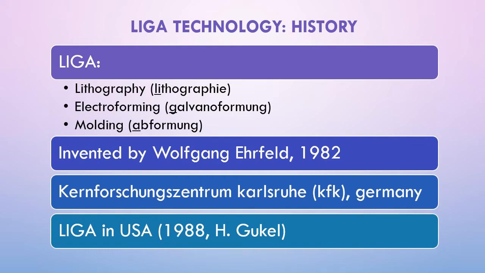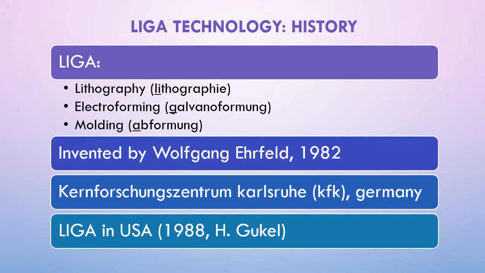First of all, what is LIGA? LIGA is the combination of three processes taken from Germany, which are lithography, electroforming or galvanoforming, and molding, which is abformung. So Li is taken from lithography, G from galvanoforming, and A from abformung. This word comes from Germany. This process was invented by Wolfgang Ehrfeld in 1982.